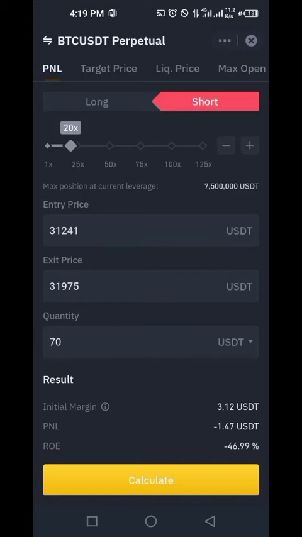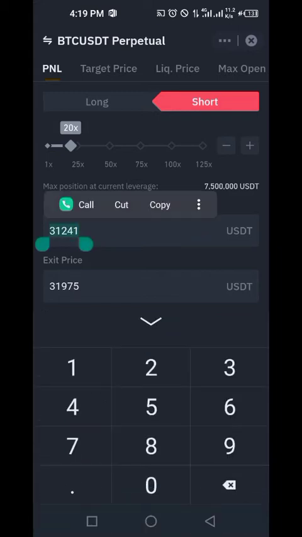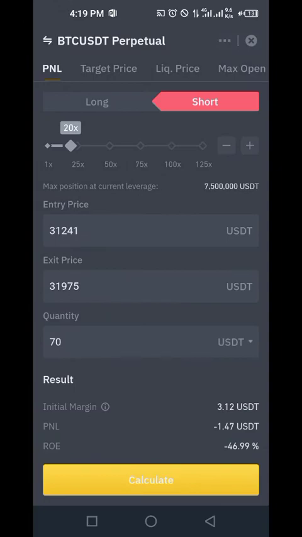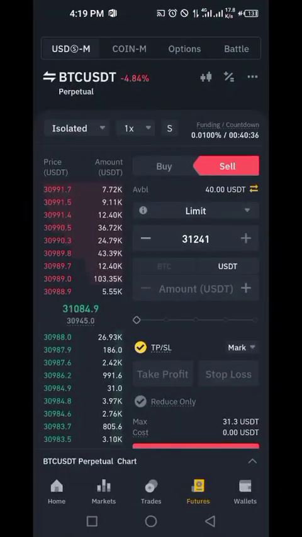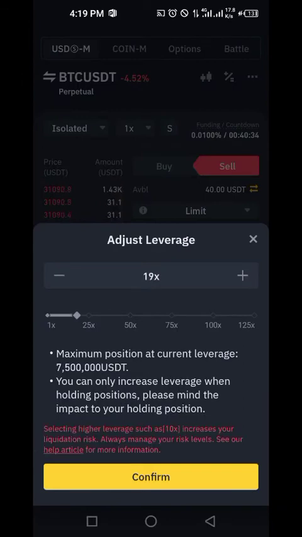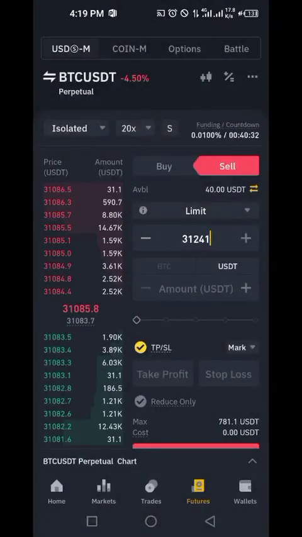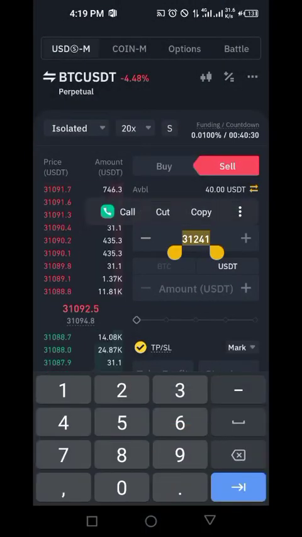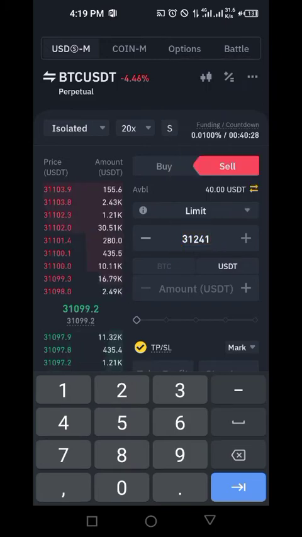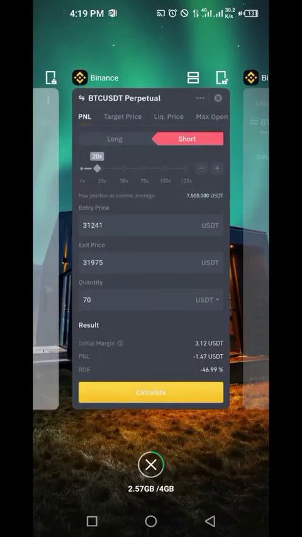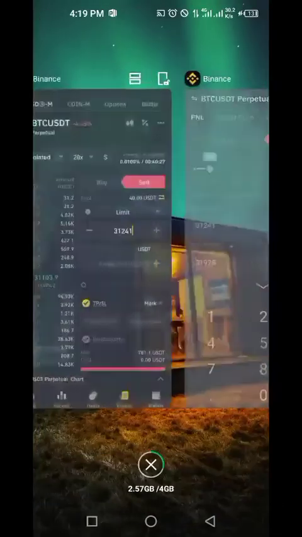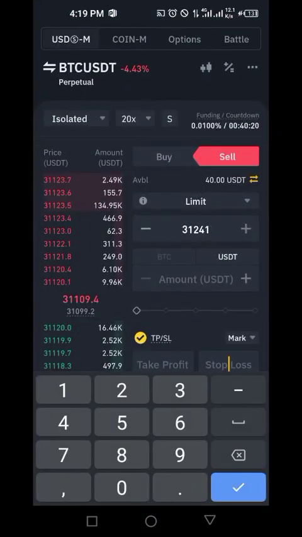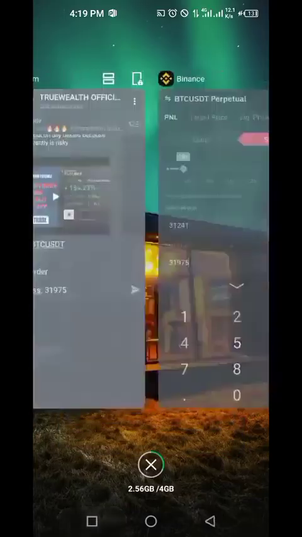So my entry price, I copy my entry price. Now watch this. Now let me take it back to 20x. Now, this is the entry price. Paste. Now this is my exit price, which is the stop loss, and the take profit too was given.